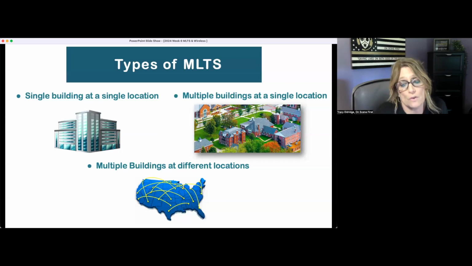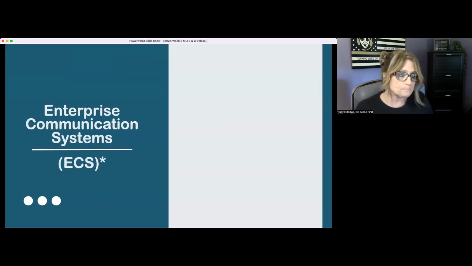But we know that there are new laws in place that are preventing, or should be preventing, that. And we'll talk more about that in just a few minutes. So: single building at a single location, multiple buildings at a single location, and multiple buildings at different locations.